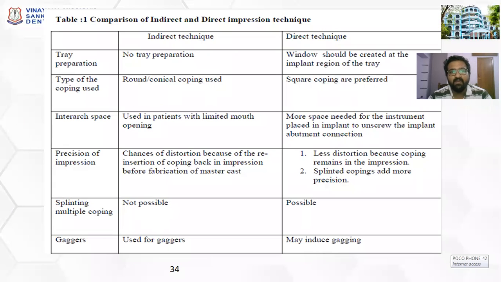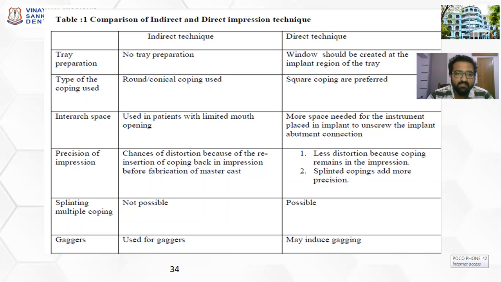Now, what are the comparisons between the direct and indirect impression techniques? The indirect impression technique requires no tray preparation. You are going to directly feed the stock tray onto the impression. In the direct technique, you have to create windows. The type of coping used in the indirect technique is round or conical, but in the direct technique, a square coping is preferred.